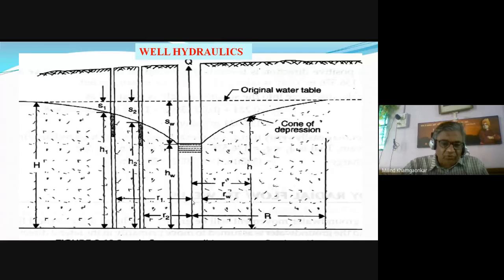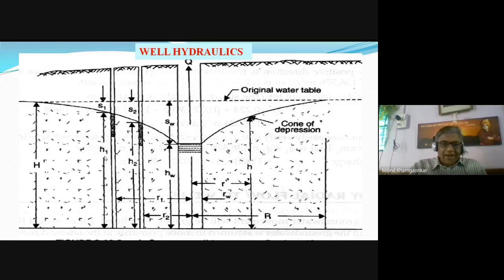Again, if we move towards a well which is at a distance of R1, which is more than R2, then again the water table will be higher compared to R2, and that depression head will be S1. Here it will be S2, and the corresponding water depth is equal to H1.